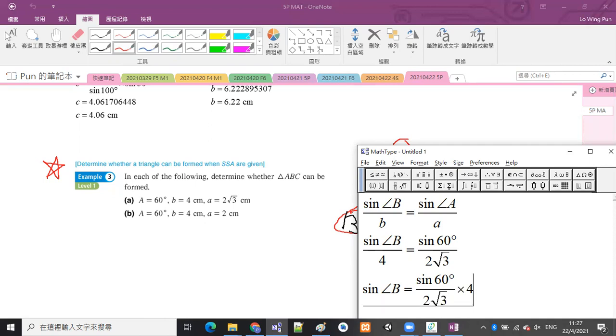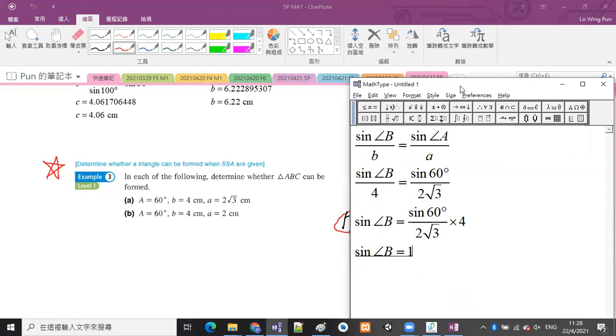The right-hand side is already a pure number, so you may use the calculator to do the calculation for you. So it should be sine 60 degrees divided by 2√3 and then multiplied by 4. Okay. So it should be equal to 1. Sine angle B is equal to 1.